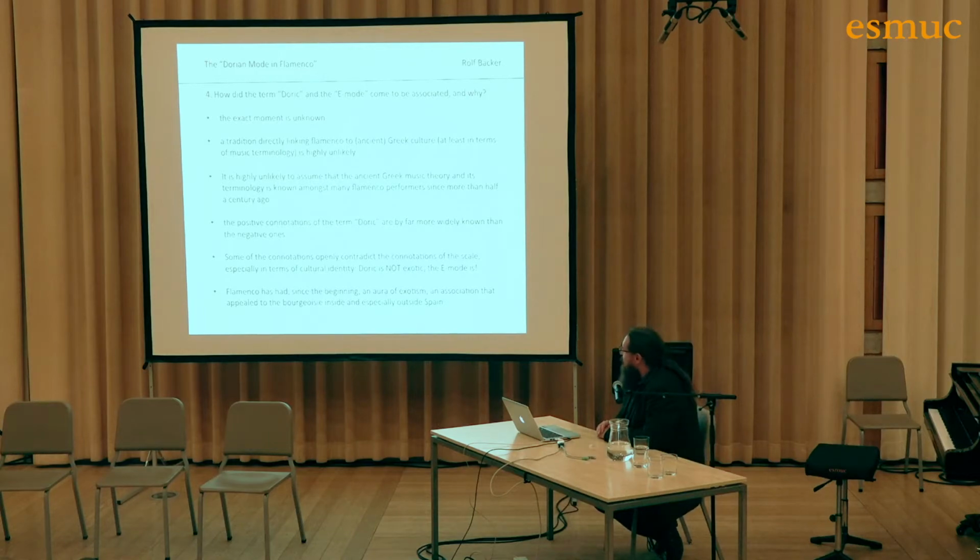Then we also see that some of the connotations of the term and of the scale seem to openly contradict themselves. So, for example, Doric is not perceived as exotic, while the E mode clearly is. So how could we explain this? Flamenco has had, since its beginning, an aura of exoticism, and it still has today. And it is quite clear that this association was what appealed to the bourgeoisie inside and also outside Spain since the 19th century and even today. So if flamenco was not as exotic, surely it wouldn't have the success it has today.